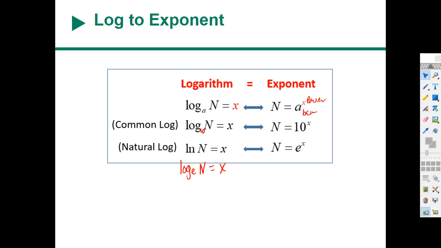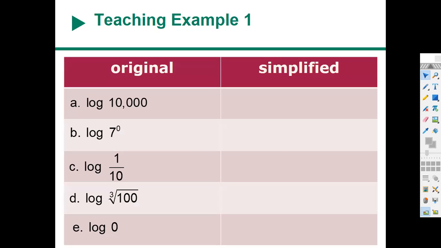All right. So let's talk about simplifying. Here it says the log of 10,000 equals what? What is it going to simplify to is what it's asking us. So this is common log. So we're saying 10 to what power equals 10,000? So x equals 4.